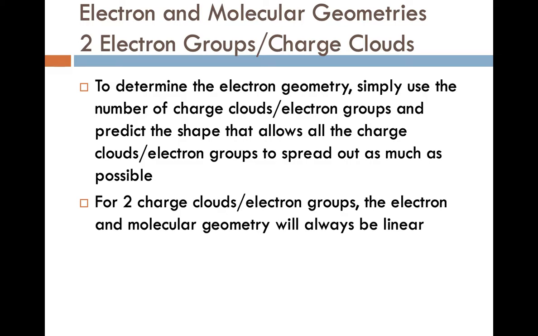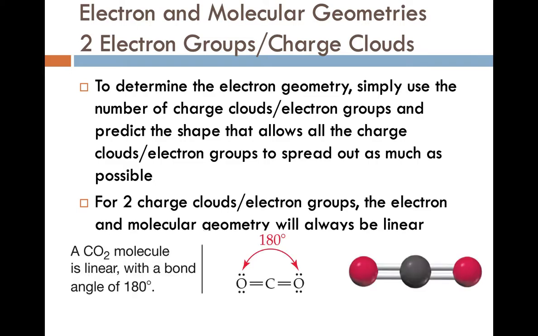If you only have two things that need to spread out around one atom, they can spread out exactly opposite of each other, which makes basically a line type shape, which is why I refer to it as linear. All the names of these geometries are going to be, for the most part, mathematically based, as you'll see in their descriptions coming up. So CO2 is an example of a linear molecule, both electron and molecular geometry.